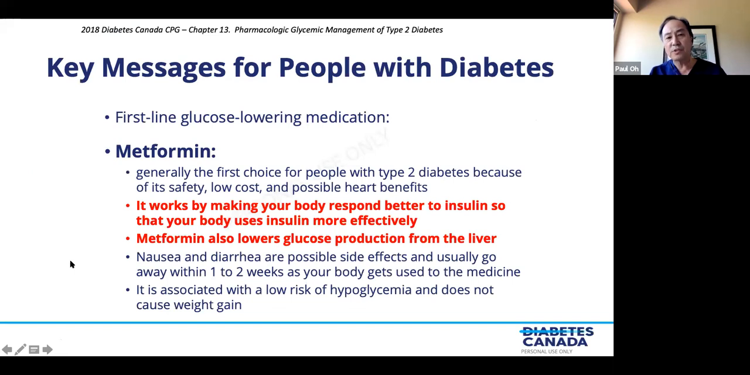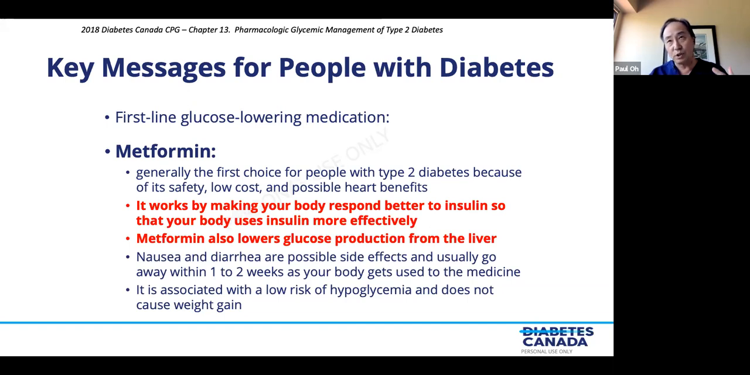So the first line medication for most people living with type 2 diabetes is this medicine called Metformin. One of its brand names is called Glucophage. This is generally the first choice for people living with type 2 diabetes because it is quite safe, it is rather inexpensive, and it might have some beneficial effects for people with heart conditions. The way that the metformin works is by making our bodies respond better to the insulin that we have.